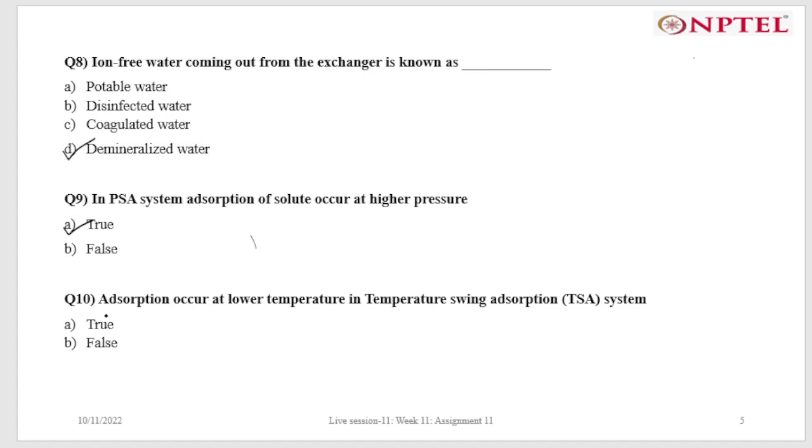Now question 10. Adsorption occurs at lower temperature in a temperature swing adsorption system. This is also a regeneration method of the adsorbent. So is this statement true or false? This statement is true. For TSA systems, it is mostly preferable at the lower temperatures.